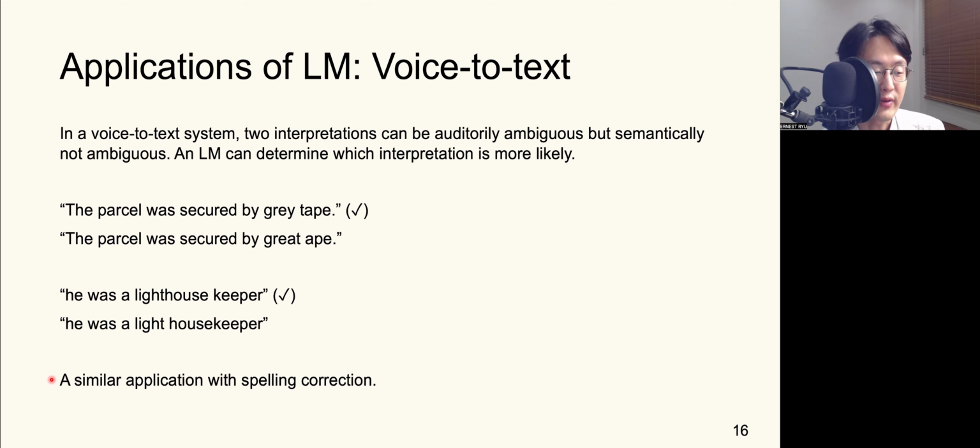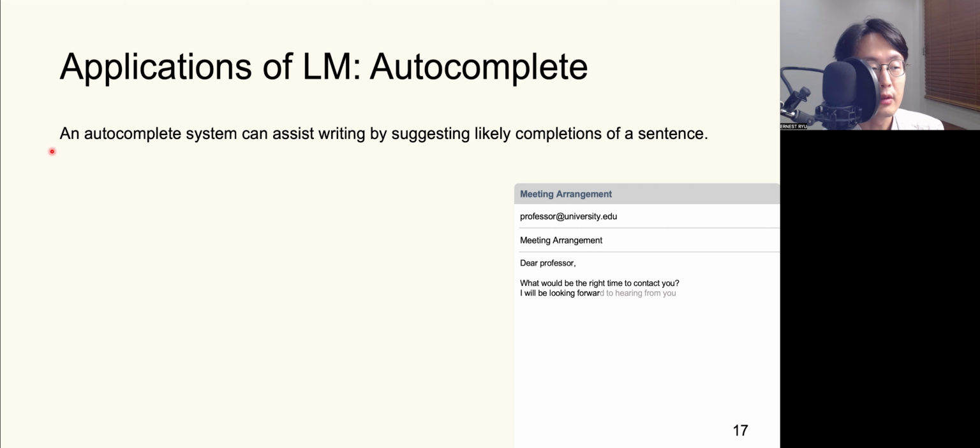You also have a similar kind of application when it comes to spelling correction. Another application of language models is autocomplete. An autocomplete system can assist writing by suggesting likely completions of a sentence. In your email client, I'm sure you've seen something like this. How does your email client know what kind of completion is more likely? Well, it's relying on a language model.